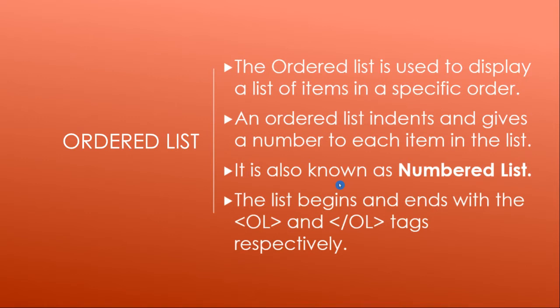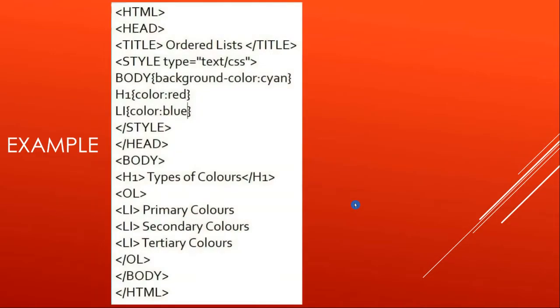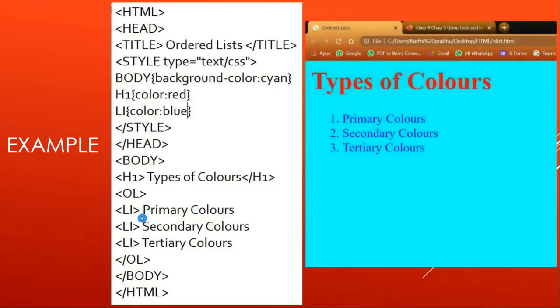The tag for this ordered list is OL. This is a container tag, OL open, and you have to close this OL tag. Next, I'm going to show you the example for ordered list. When you're talking about the types of color, it should come in the same order. First, you have to say the primary colors, then secondary colors, then the tertiary colors. So these are the list items. Here, as in the unordered list, we have given ordered list. Again, here we are not giving any bulleted or numbered list. So let me show you the output for this.